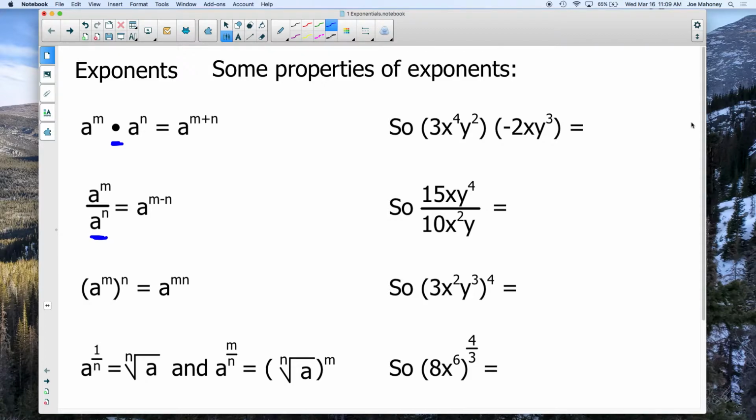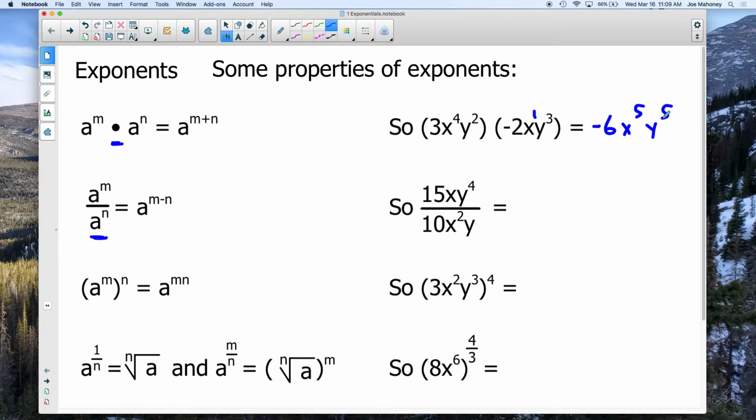All right, so let's see what we got. Over here I'm going to use my multiplication rule, and I'm going to get -6, 3 times -2. And now I'm going to have my common bases of x. I'll put x to the first up there. So I get x to the 5th and then y to the 5th as well. Multiplying the bases, you add the exponents.